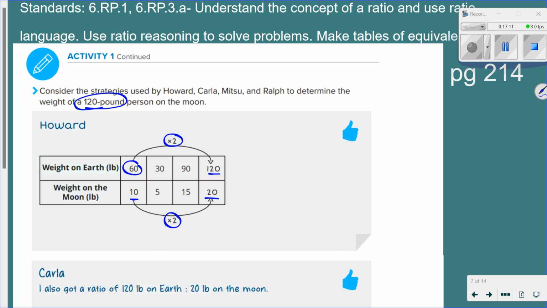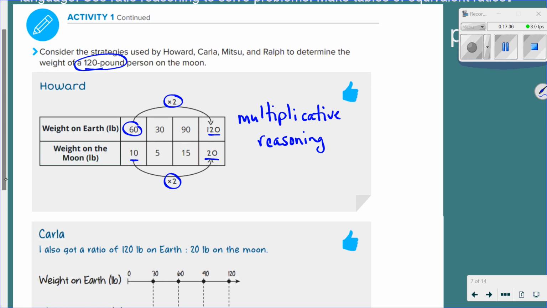So what I want you to write here, this is multiplicative reasoning. In other words, I'm using the operations of multiplication and division to go from one entry to the other. The key on multiplicative reasoning is whatever I do on the top, I must do on the bottom. I use the same number when I'm looking at it from a multiplicative aspect.